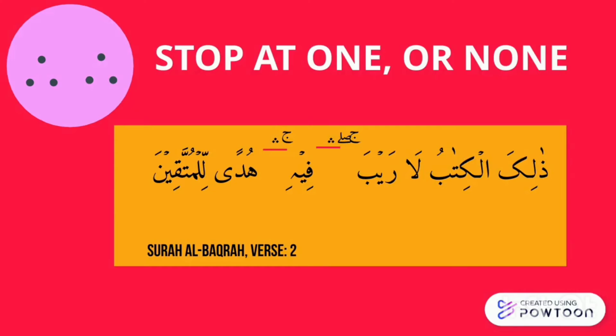The first way is ذَلِكَ الْكِتَابُ لَا رَيْبُ فِيهِ هُدًى لِلْمُتَّقِينَ. Second way, ذَلِكَ الْكِتَابُ لَا رَيْبَ فِيهِ هُدًى لِلْمُتَّقِينَ. So you stop at the first pair of three dots or the second pair of three dots. If not, you can also read the full verse without taking any break: ذَلِكَ الْكِتَابُ لَا رَيْبَ فِيهِ هُدًى لِلْمُتَّقِينَ.